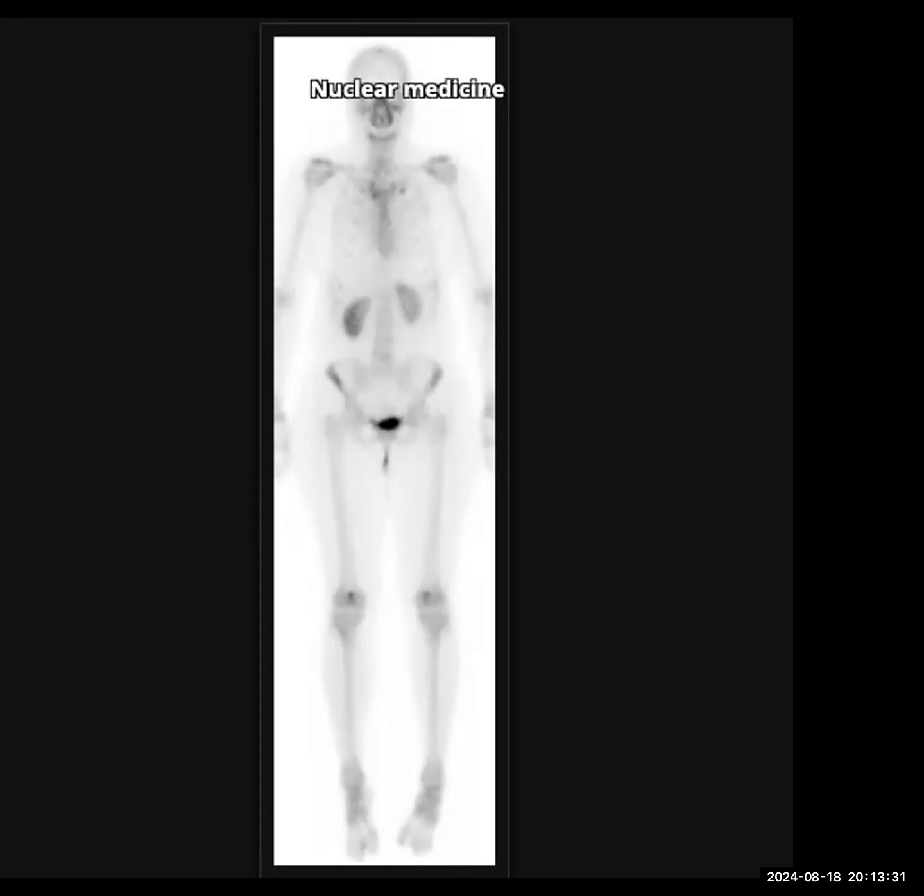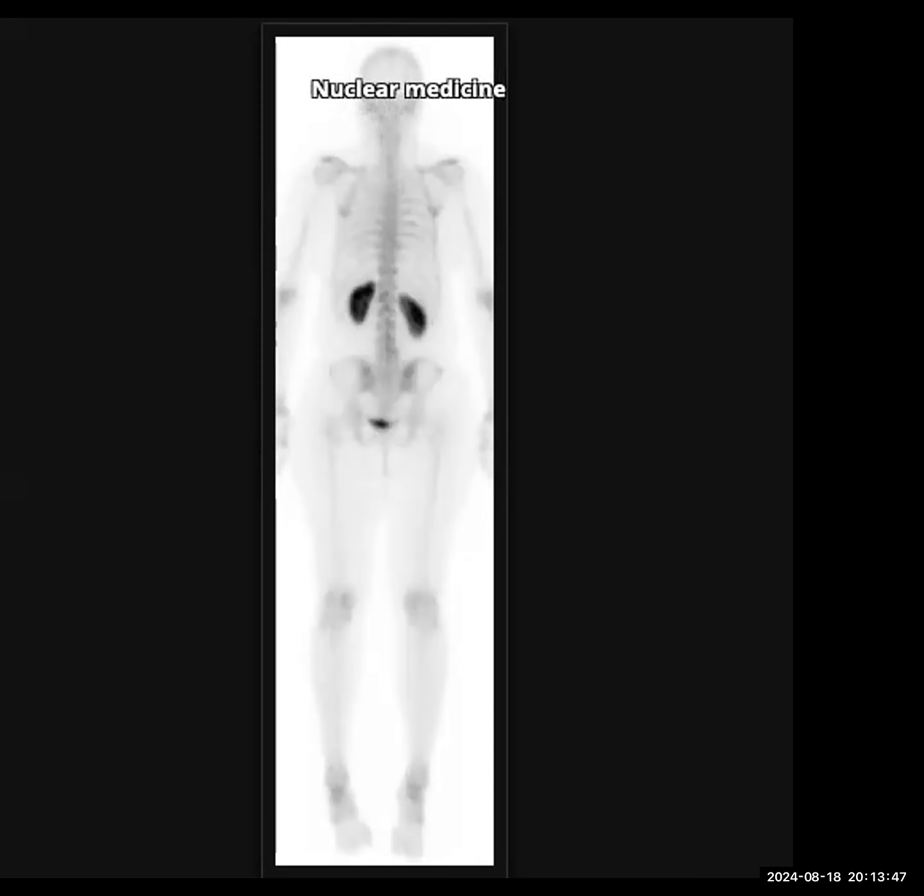Okay. So what are your positive findings so far? So far, I can see that there is an asymmetrical uptake within the kidney. The right kidney shows mildly increased uptake. I can help you with the posterior view. I'm not able to pick up any finding.